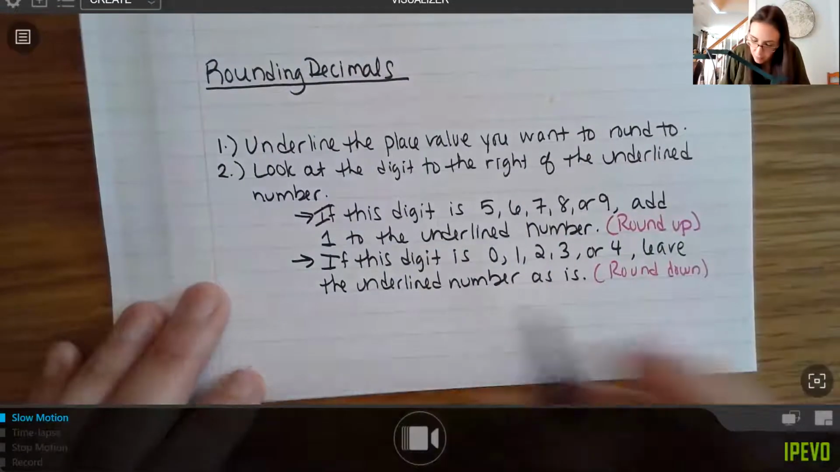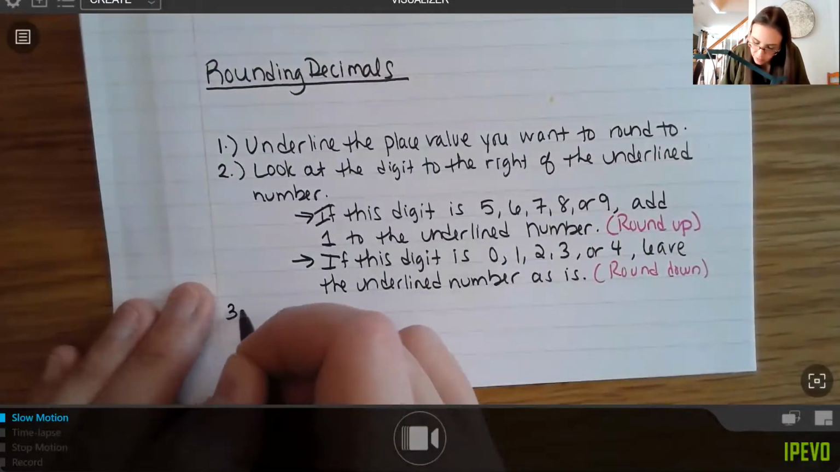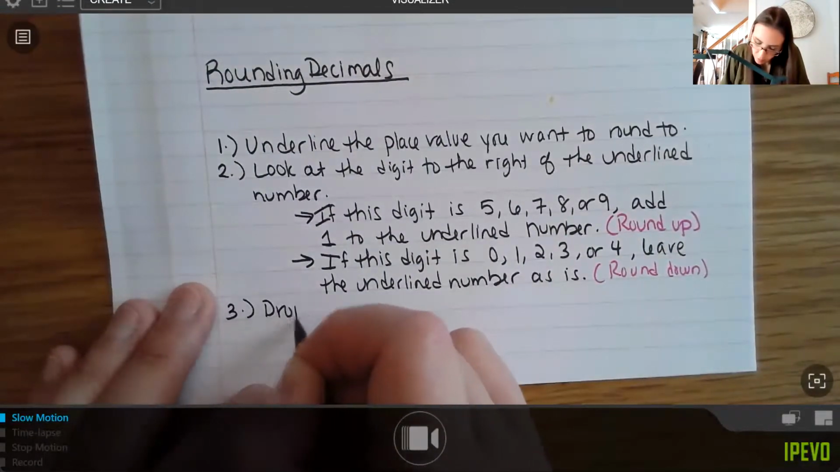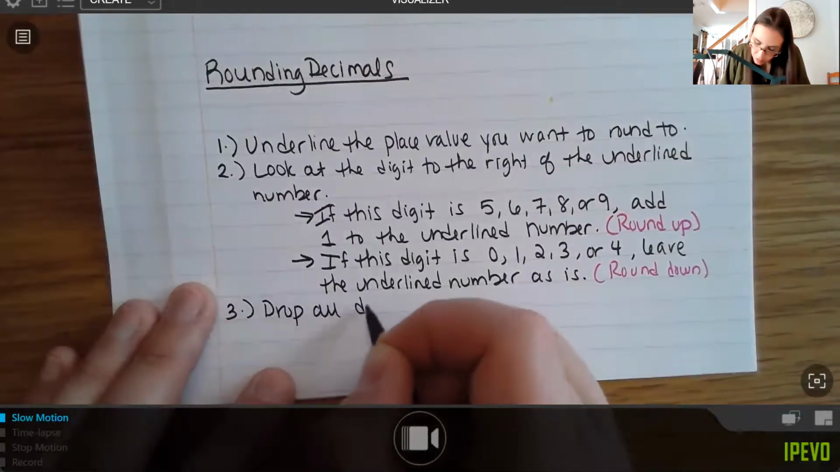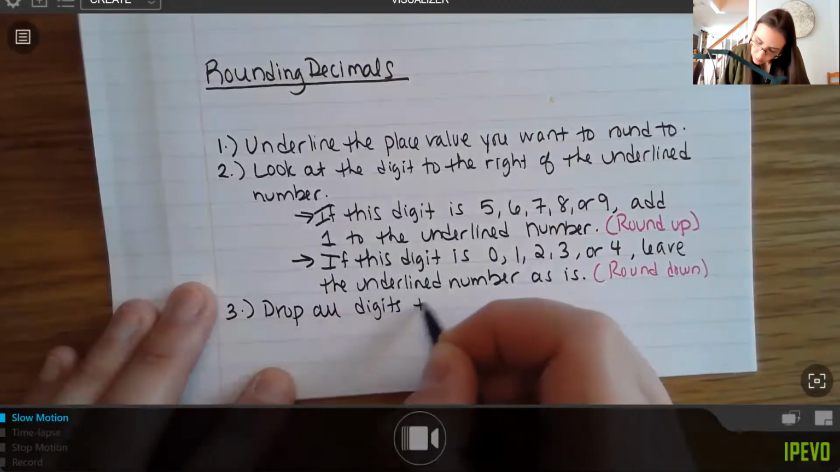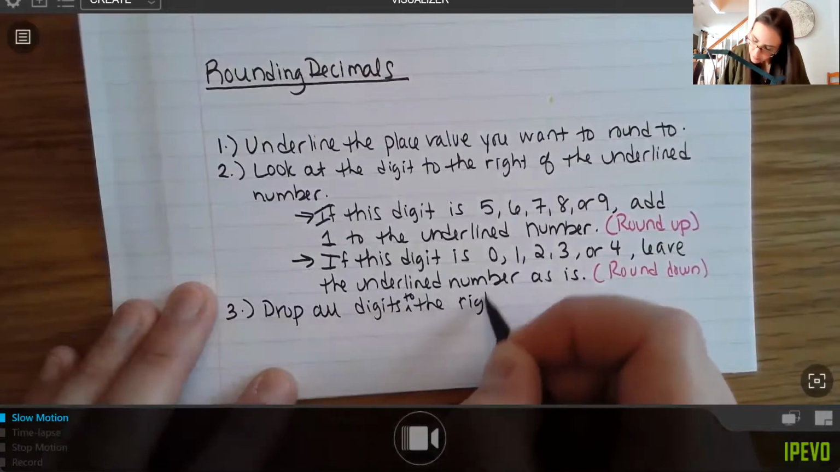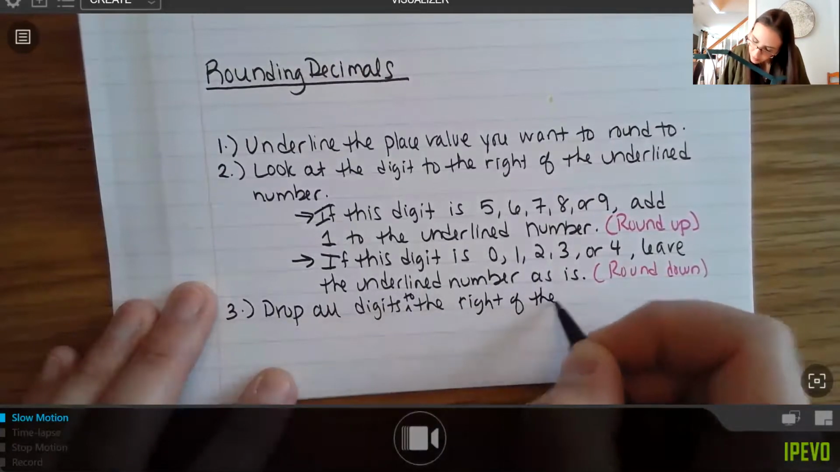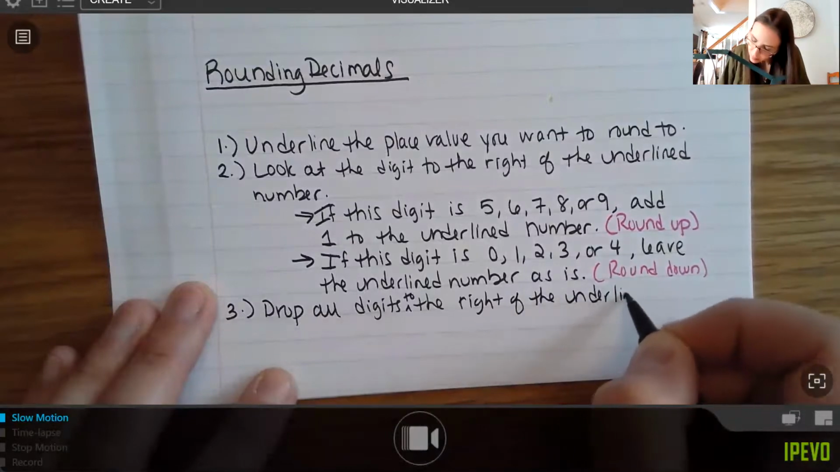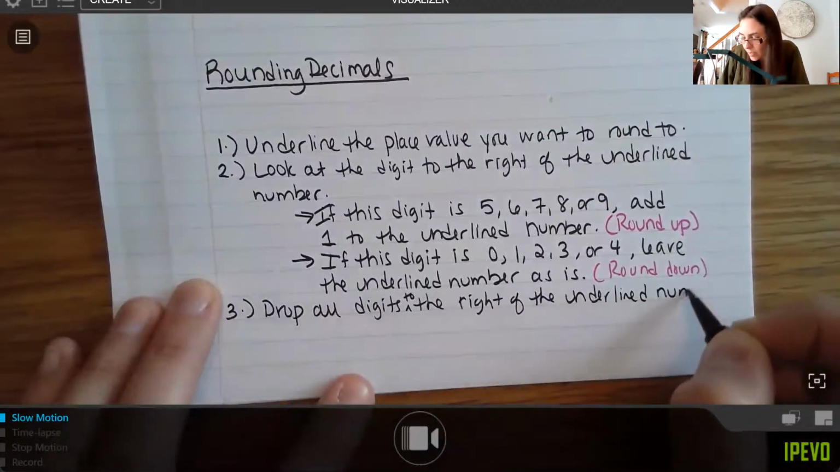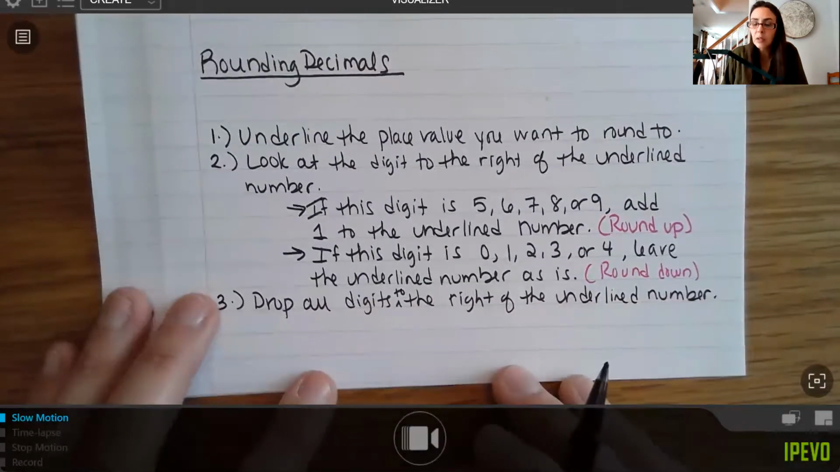Okay. And then what we're going to do here, which is a little bit different, is we're going to actually drop all digits to the right of the underlined number. So with whole numbers, instead of just dropping them, we had to make them zeros.